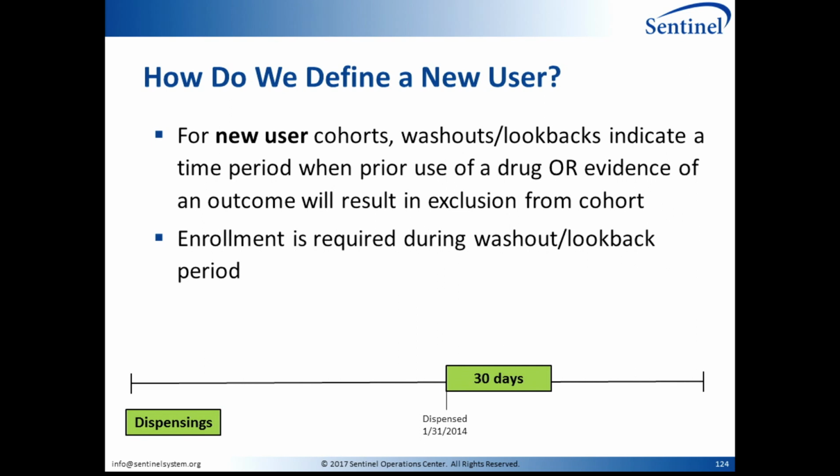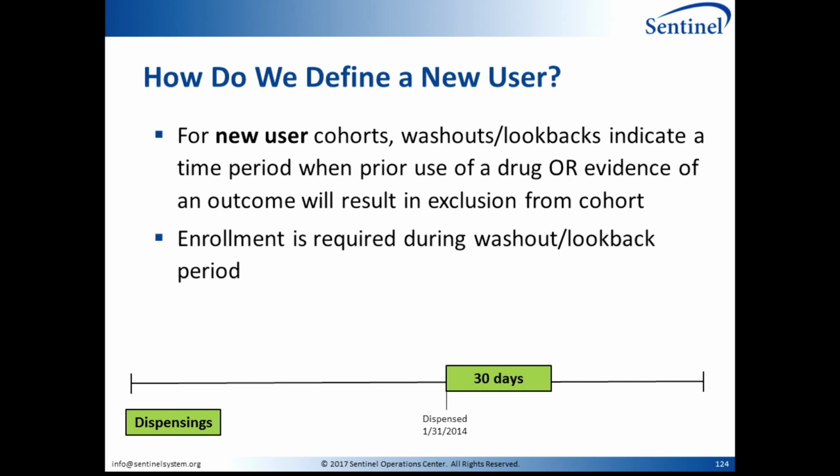And so whenever we're looking at new user cohorts, we're starting with the idea that we need to have a period of time where we look back, which we would call our look back or a washout period. And during that time, we're looking for evidence of a prior dispensing of that medication or a prior dispensing of a related medication, if that's the case. And we need to make sure we have enrollment during that time, so we have complete coverage of information about that person for that period of time.